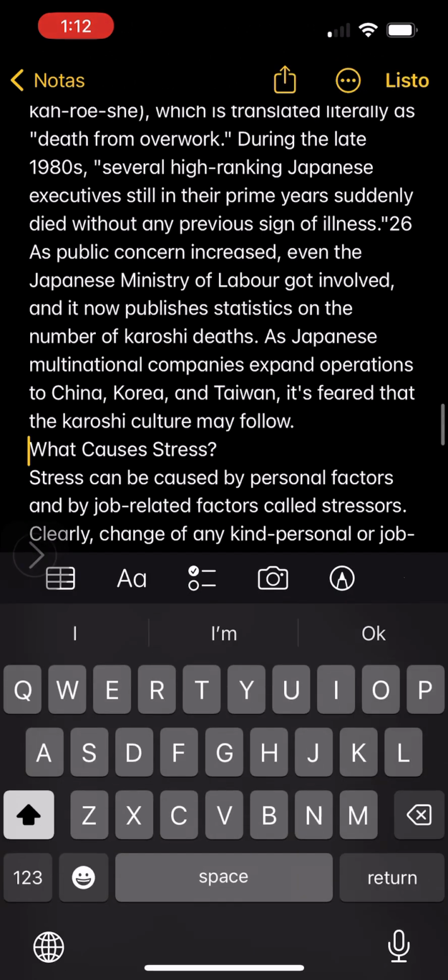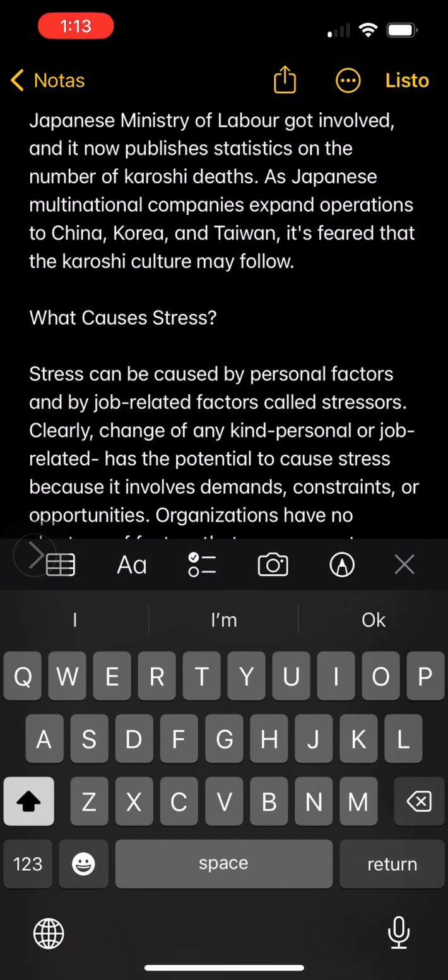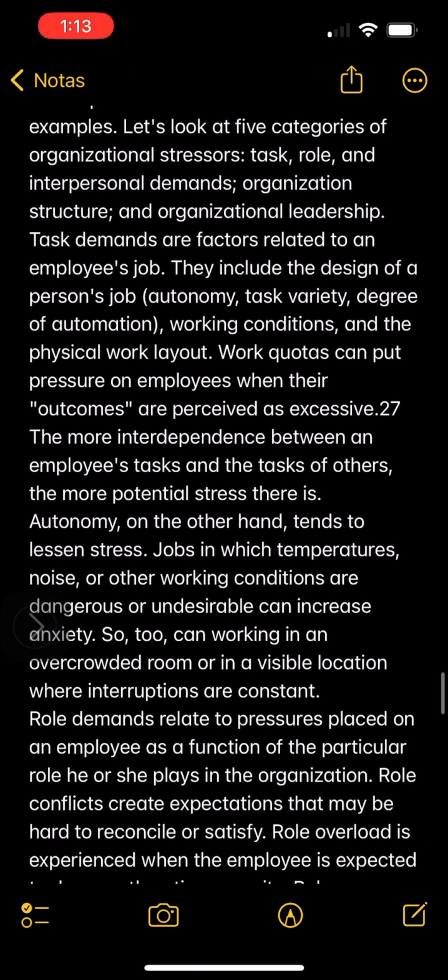What causes stress? Stress can be caused by personal factors and by job-related factors called stressors. Clearly, change of any kind, personal or job-related, has the potential to cause stress because it involves demands, constraints, or opportunities. Organizations have no shortage of factors that can cause stress: pressures to avoid errors or complete tasks in a limited time period, changes in the way reports are filed, a demanding supervisor, and unpleasant co-workers are a few examples. Let's look at five categories of organizational stresses: task, role and interpersonal demands, organization structure, and organizational leadership.